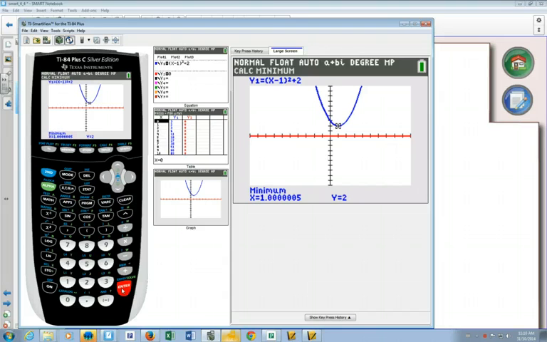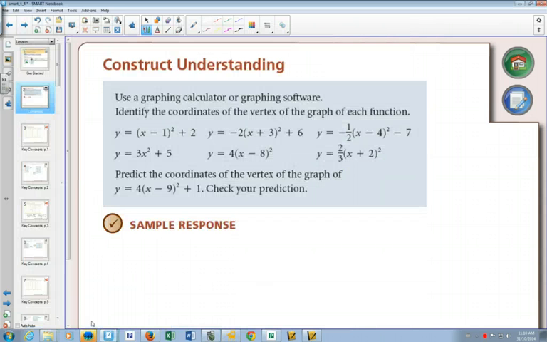You have to be to the left side of it. Left bound means be on the left side. Right bound means be on the right. If you got 0.9999, that's really close to 1. And then for this one, our vertex is 1, 2. That is the actual vertex.